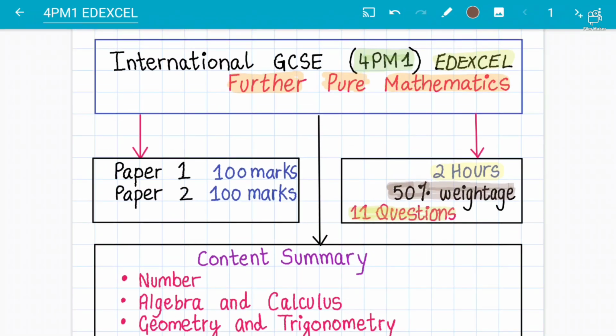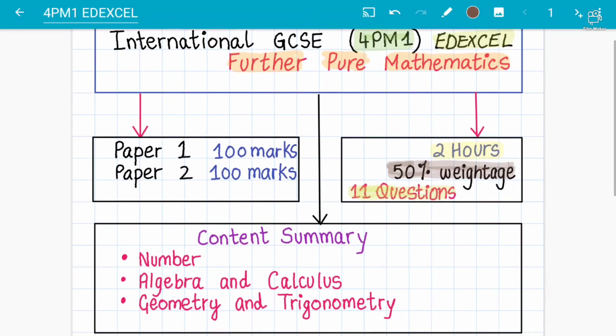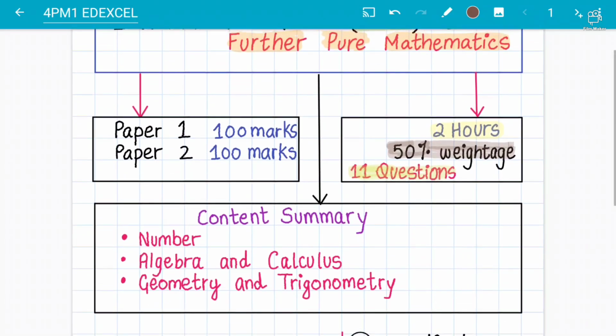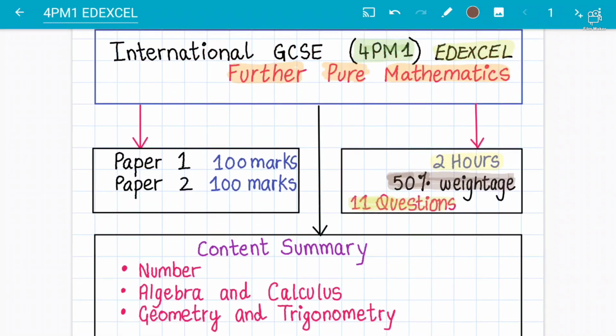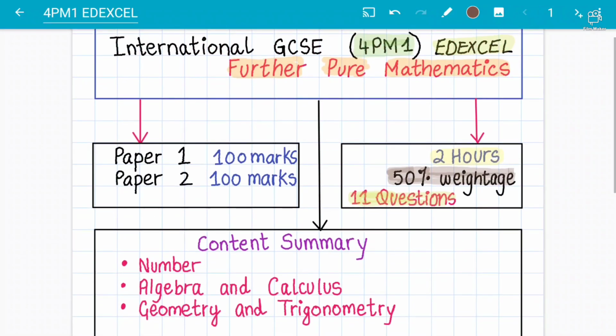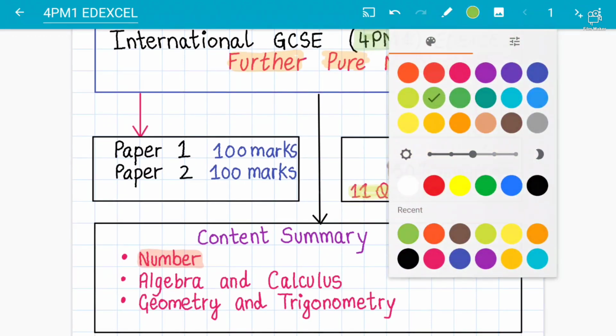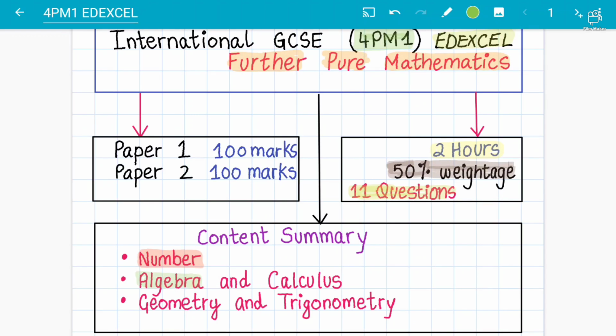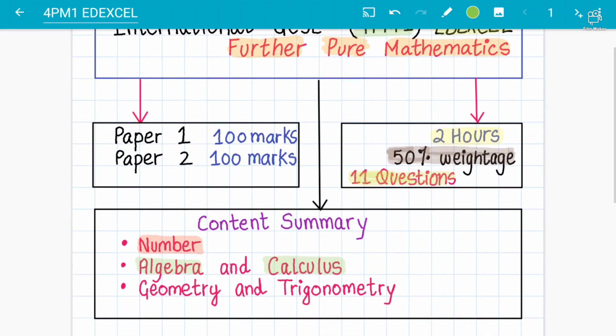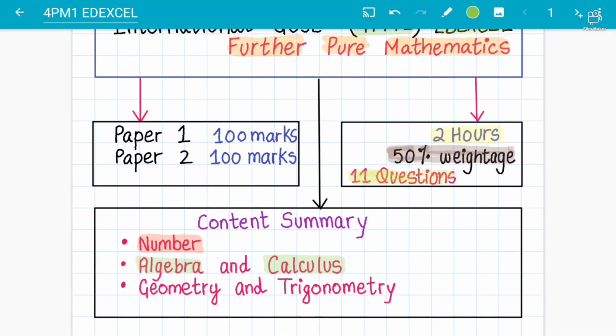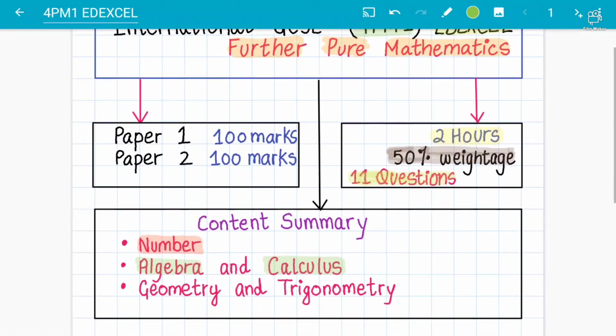You can score grades 9, 8, 7, also A star, A, high B, low B, all of these grade boundaries. What students need to understand is that this Further Pure Mathematics for the International GCSE Edexcel is divided into 3 portions. Students should be studying numbers. The content summary means the topics you need to cover. Now, about the syllabus, it's all about algebra and calculus. Calculus means the differentiation and integration parts, the product rule, quotient rule. These topics are very helpful at A levels if you do this at the IGCSE level.